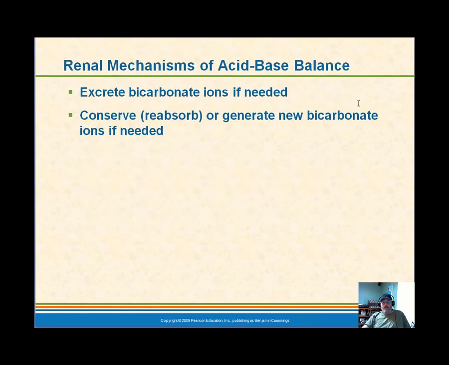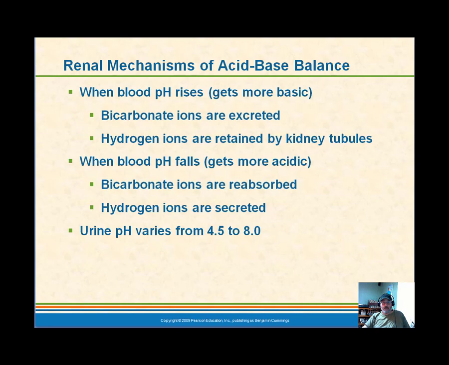Renal mechanisms of acid-base balance. We will pee out or excrete bicarbonate ions if needed, and we will conserve or regenerate new bicarbonate ions also if needed. Just depends on the acid-base balance. When blood pH rises, gets more basic, bicarbonate ions are excreted, and hydrogen ions are retained by the kidney tubules. This would lead to a more basic urine.